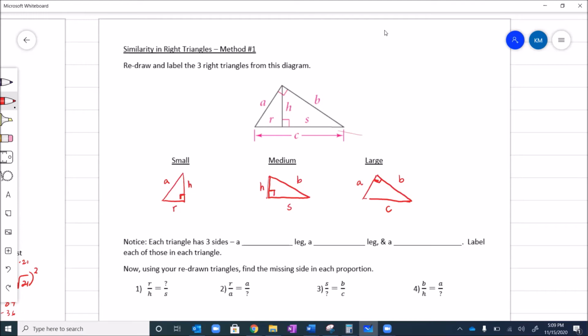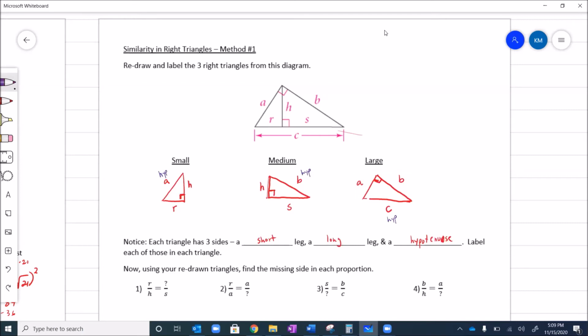So, let's talk about this. It says each triangle has three sides: short leg, a long leg, and a hypotenuse. Label each of those in the triangle. So as we look, use a different color. It's pretty easy to label the hypotenuse, right? The hypotenuse is always across from the right angle. So here's my hypotenuse. B is my hypotenuse here. C is my hypotenuse here. That's the easy one to label because it's easy to see.